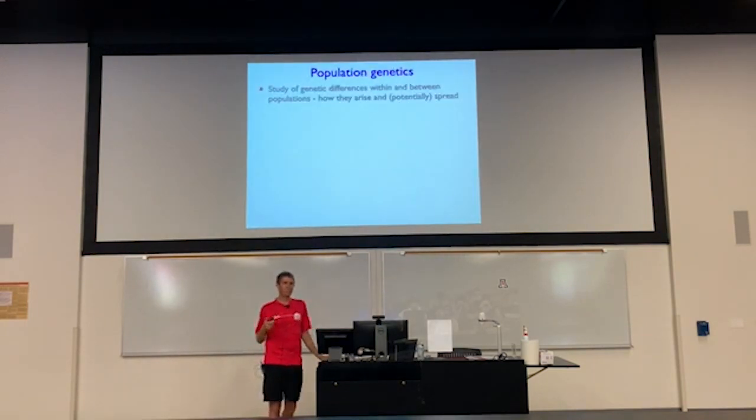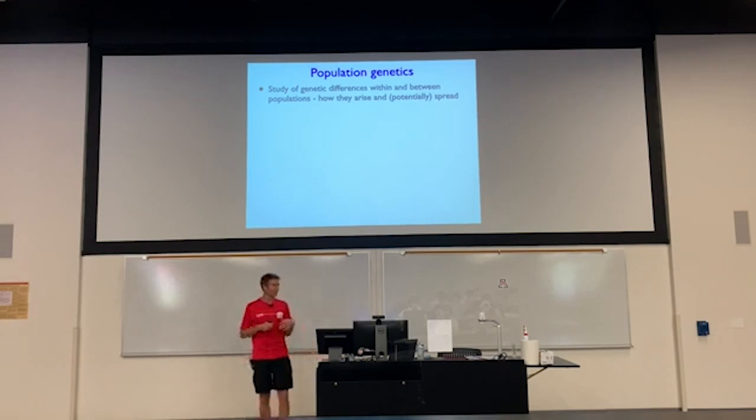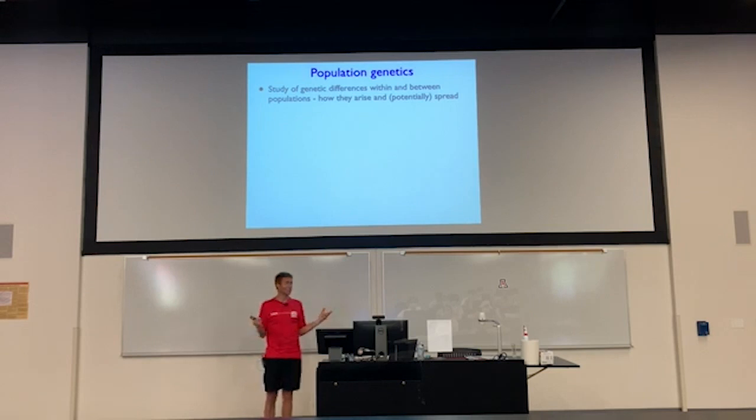So population genetics as a field is really about understanding the genetic differences that exist between individuals within the human species, within any species, but understanding how those mutations and those genetic differences are created, how they spread, and how they affect the biology of the organism.